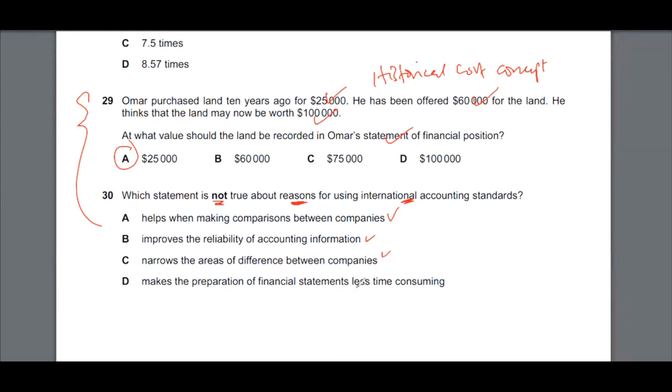Makes the preparation of financial statements less time consuming. No, it makes it more time consuming. So this is actually not true. This is a false statement. So the correct answer to multiple choice 30 is option D.